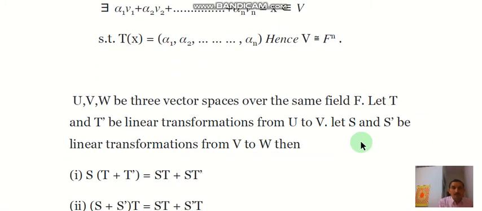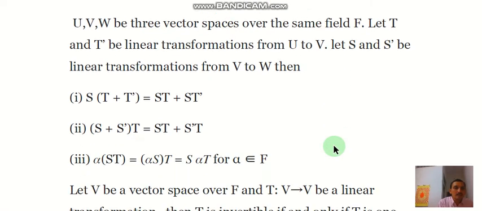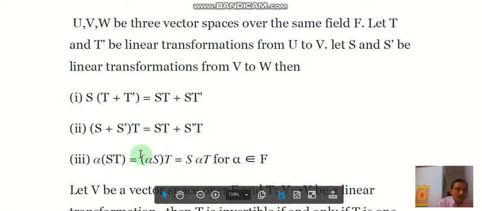Next we see the property of composition of mappings. Let U, V, W be three vector spaces over the same field F, and let T and T dash be linear transformations from U to V, and S and S dash be linear transformations from V to W. Then it is easy to see that S(T plus T dash) equals ST plus ST dash, (S plus S dash)T equals ST plus S dash T, and alpha(ST) equals (alpha S)T, which is equal to S(alpha T) for all alpha belonging to F.